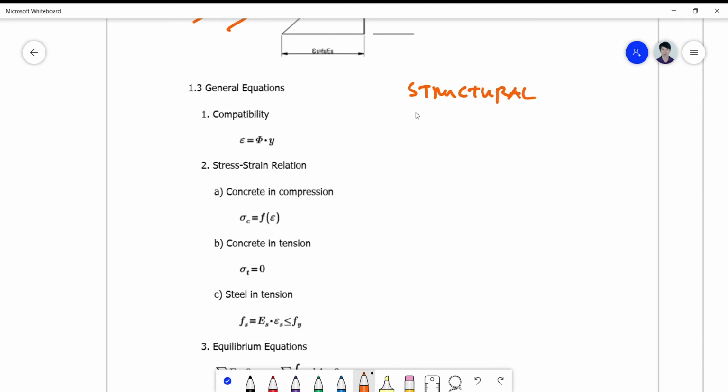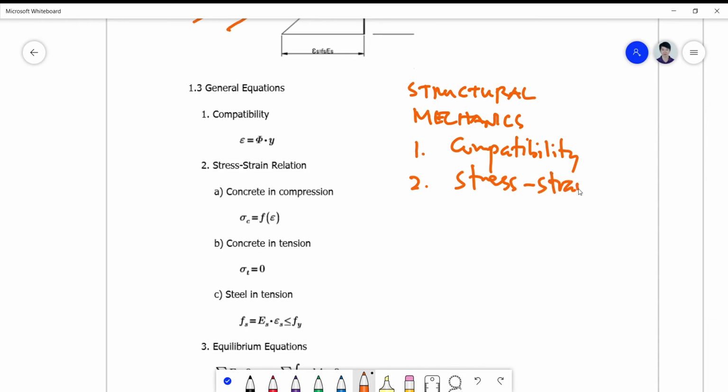Okay, structural mechanics always involves three concepts. One is compatibility. Number two is stress-strain relations. Number three is equilibrium. So please remember this, class.